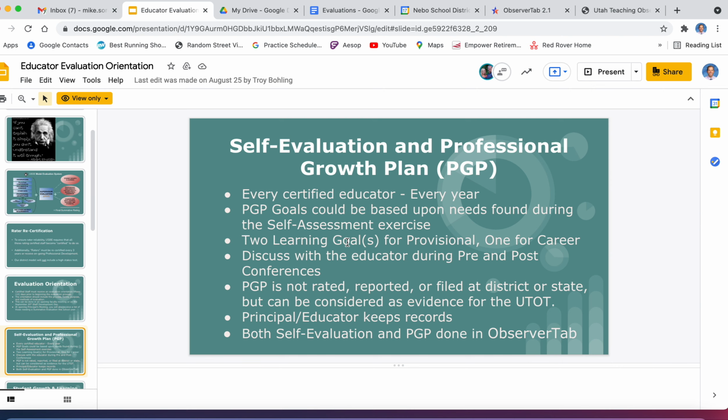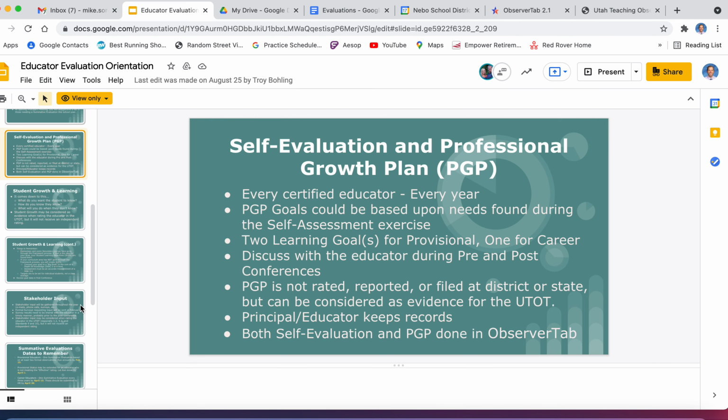All right, and I'm hoping that we can spend some time on a Monday and get this done all together so that it's not one extra thing for you. And again, like this slide says, both self-evaluation and PGP are done in Observer tab. We can help you get on if it's been a while for you.